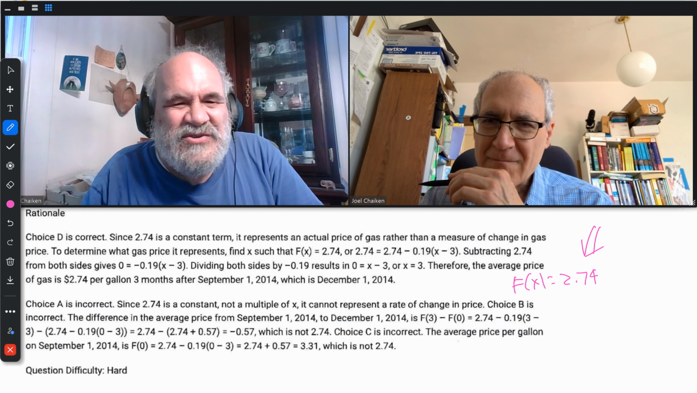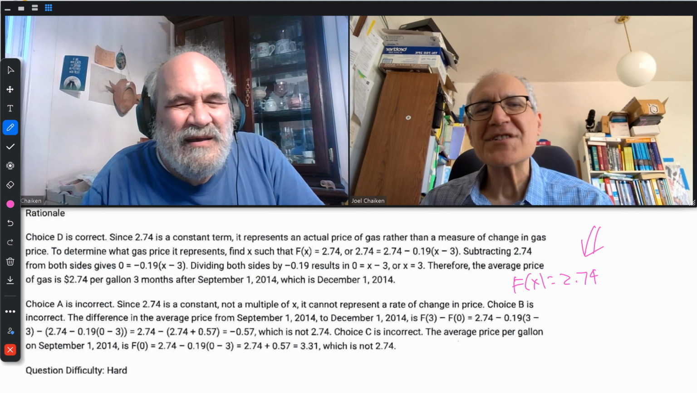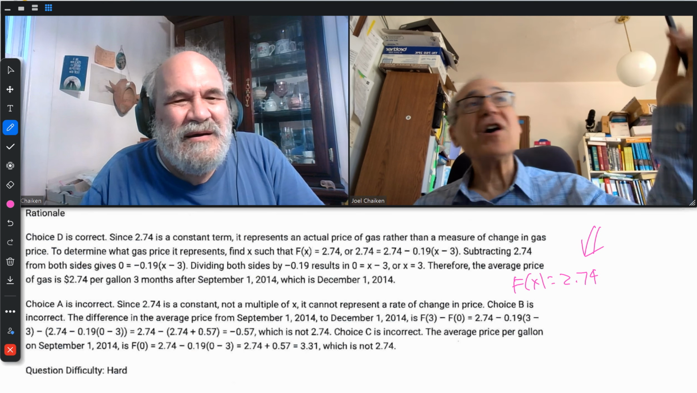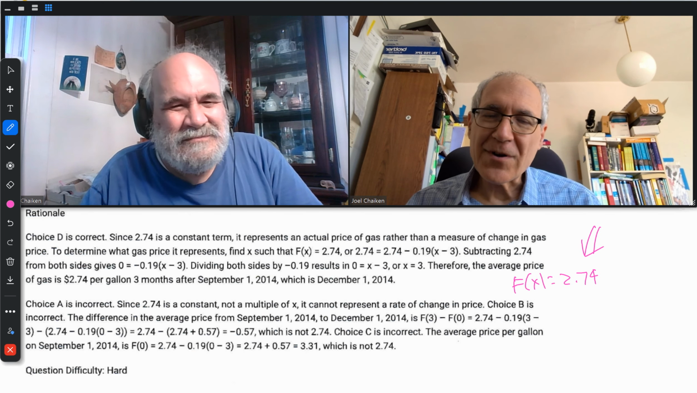Well, the justification, what justifies you to start this way? What justifies you to come up with this brilliant idea? Why don't I just solve it for 2.74?